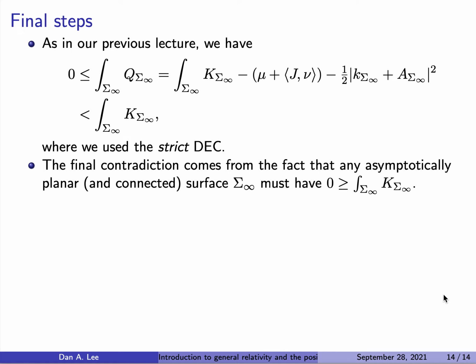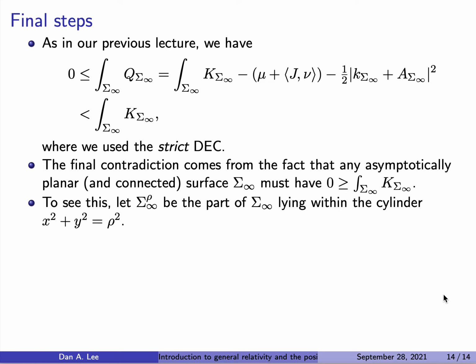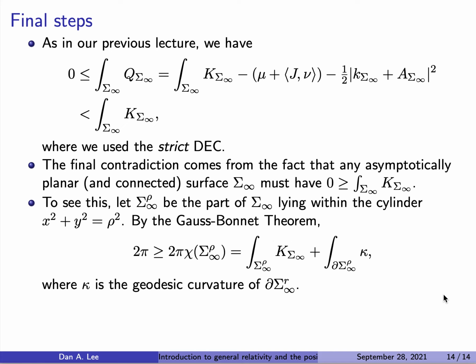So we proved, using all this stability stuff and the strict DEC, that 0 is strictly less than integral k. But just general facts about being asymptotically planar are enough to show that 0 is greater than or equal to integral k. So just a quick word on why this last part is true. To see this, let's take the part of this surface lying in the cylinder of radius rho. That's just to get a compact piece of it, right? Being a connected surface with boundary, we know that its Euler characteristic is going to be at most 1. So we can use the Gauss-Bonnet theorem to say that, just for topological reasons, 2 pi is greater than or equal to 2 pi times the Euler characteristic. And then the Gauss-Bonnet theorem, the version with boundary, tells us that we get integral k plus the integral of geodesic curvature on the boundary.